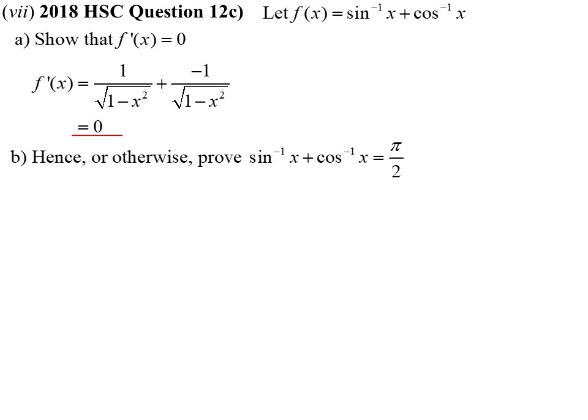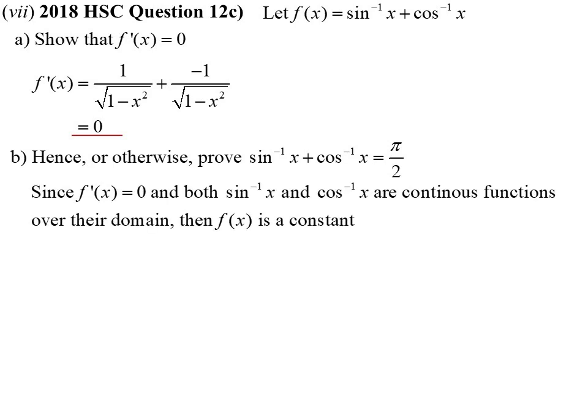But then they say, hence or otherwise, prove that actually these two things equal pi on 2. Now the idea they're getting at here, if the derivative is equal to 0, then the original function must have been a constant. Because when you differentiate a constant, you get 0. So therefore, we know function x is a constant. Oh, and also we know they're continuous functions as well, so we don't have an issue there.